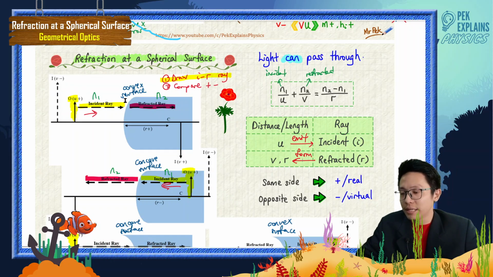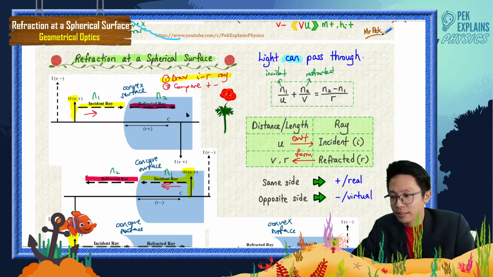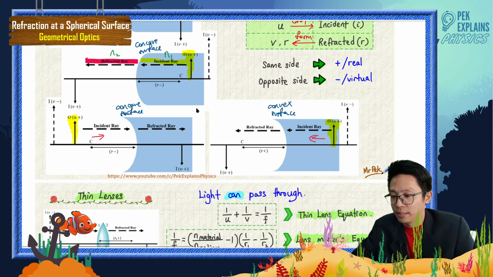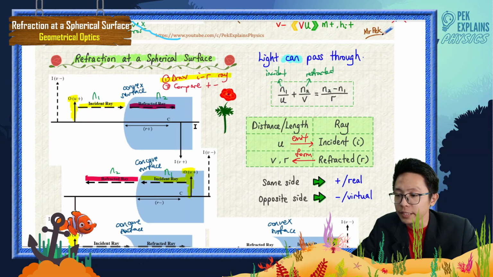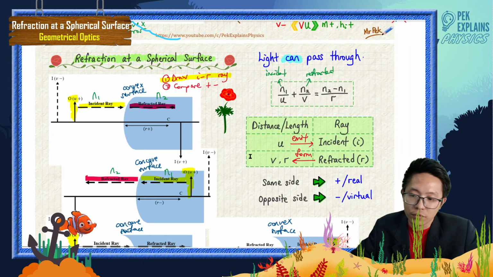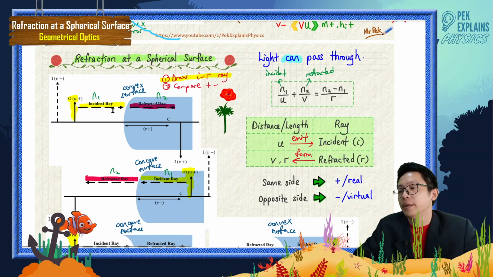Okay. Now let us look one by one. For the first example, let's say the image is formed at this side. Look at where the R is. I just want to rub off this one first. Okay. First, look at the first diagram. Where is the object? The object is over here.